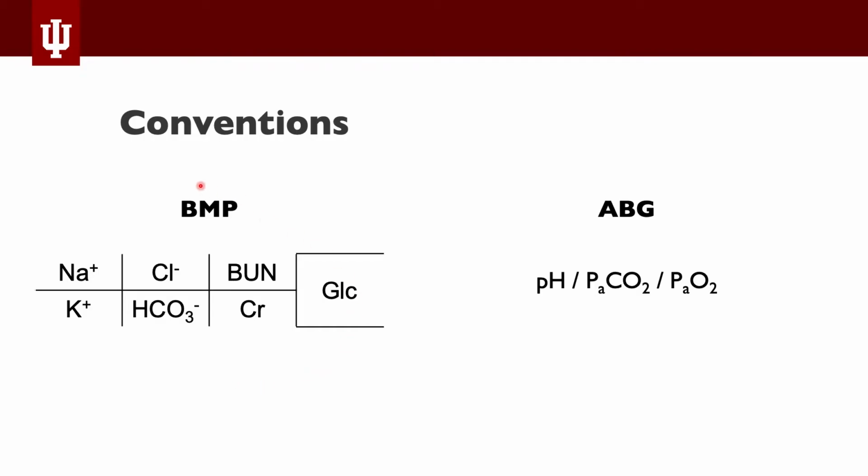First, some conventions. Basic metabolic panel is shown here: sodium, potassium, chloride, bicarbonate, BUN, creatinine, and glucose. You will see this tree a lot if you haven't already in your clinical rotations. Second, we have the arterial blood gas, which is going to be the arterial pH, the arterial PCO2, the arterial PO2. So this is what we're going to be using for acid-base problems.